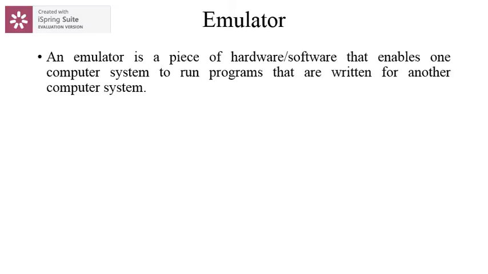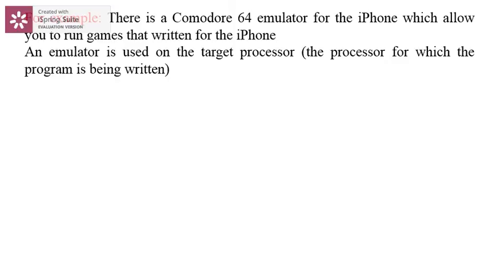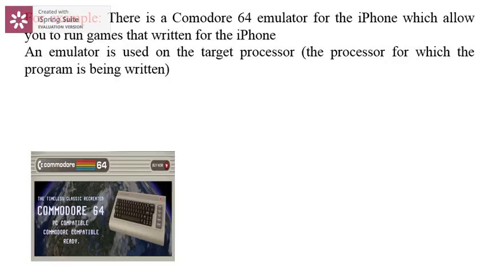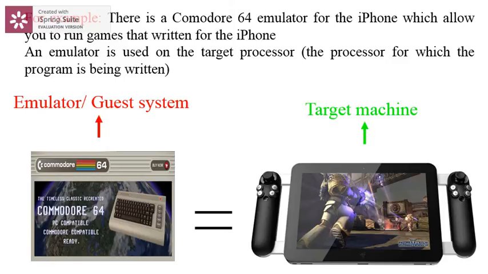Now we are going to see about the emulator. An emulator is a piece of hardware or software that enables one computer system to run programs that are written for another computer system. For example, there is a Commodore 64 emulator for the iPhone which allows you to run games that were written for the Commodore 64. An emulator is used on the target processor, the processor for which the program is being written.